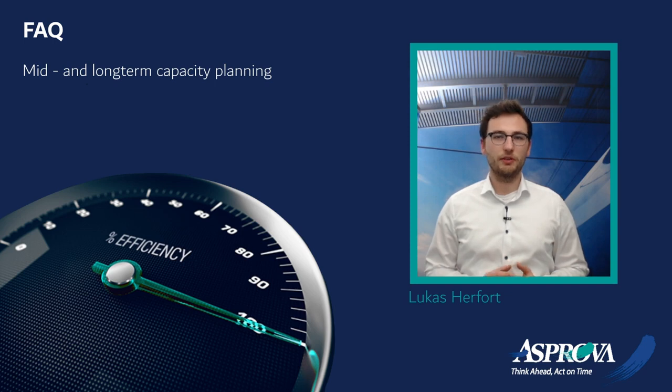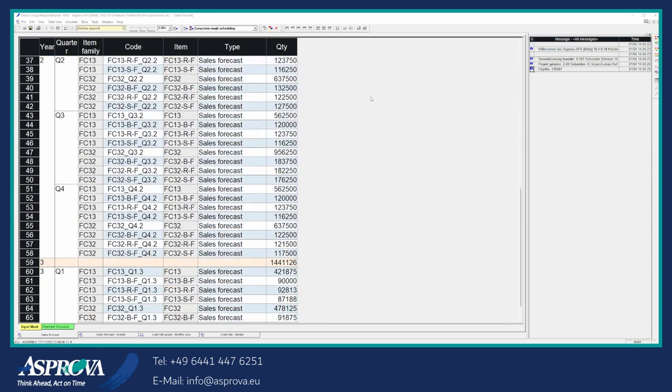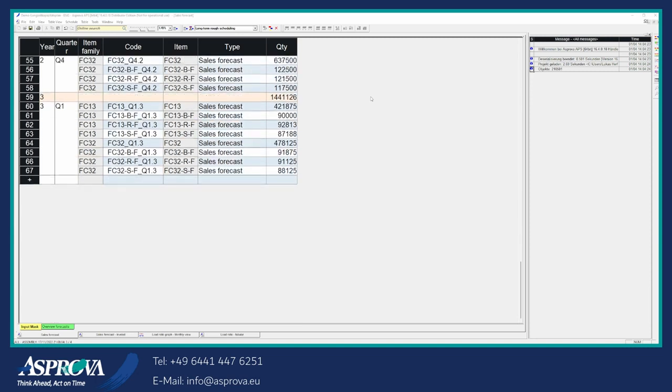Today we are going to look at mid to long-term capacity planning and along with that Asprova simulation capabilities. We are starting in the so-called aggregated sales plan table. Here we can create various forecasts and simulate with them. In our example we have sales forecasts for the next 2 years. Currently we have selected the input mass style. Here we could add more forecasts.